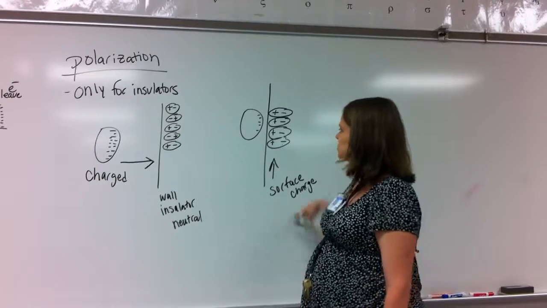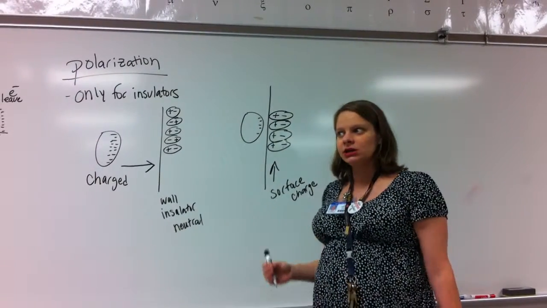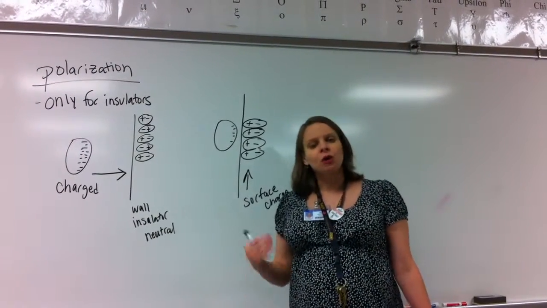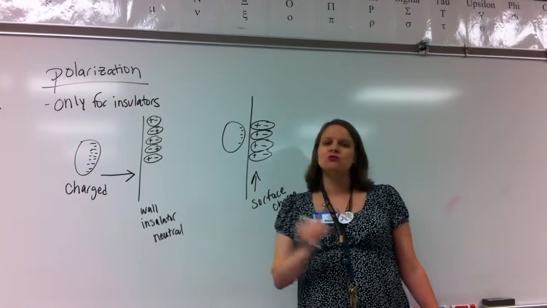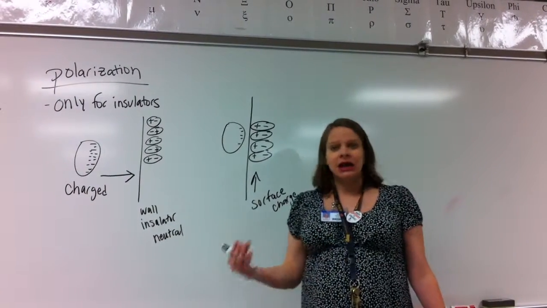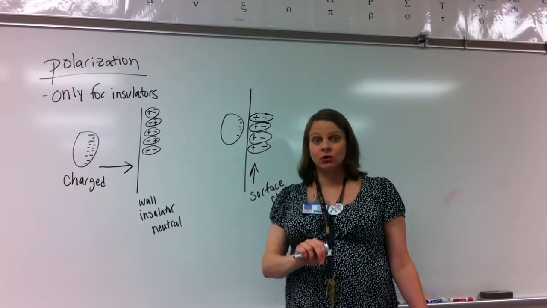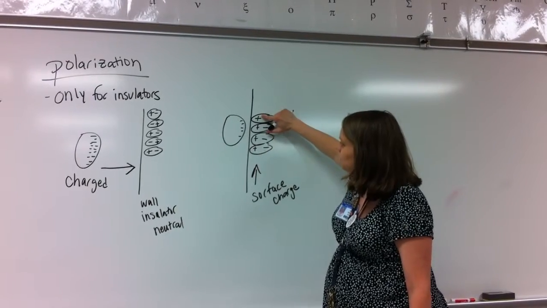It's a surface charge because all the protons are now here. But is the object really charged? Is there an excess of protons or electrons? No. Polarization is the only way to charge an object in which you're not removing or accepting any electrons. All you're doing is rearranging the charged particles. So what we're left with is this surface charge with this positive here.